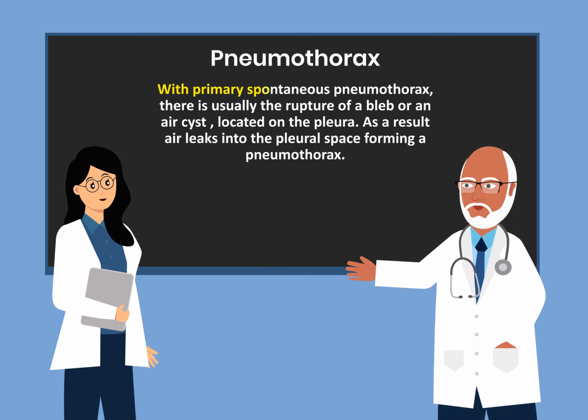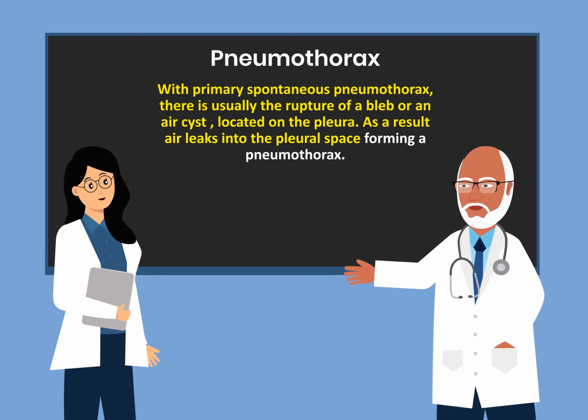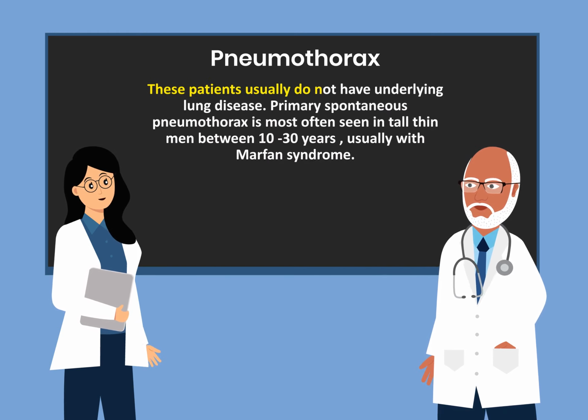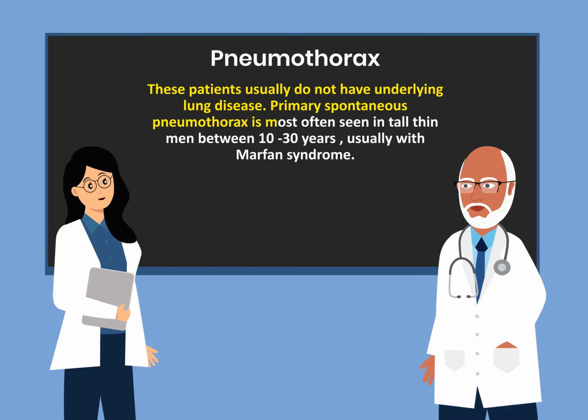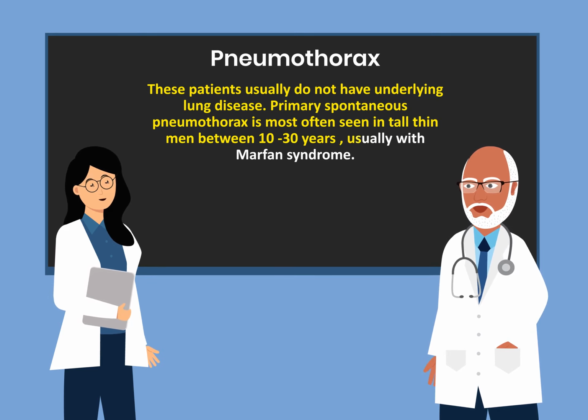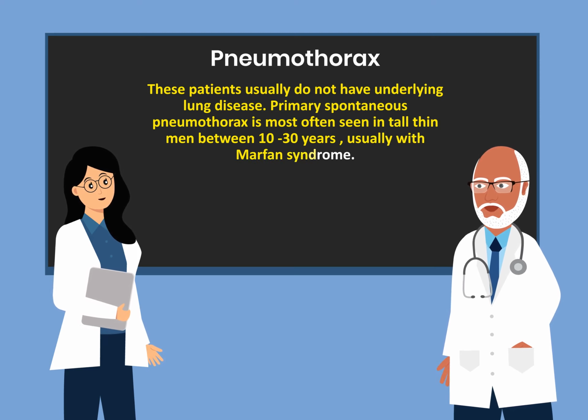With primary spontaneous pneumothorax, there is usually the rupture of a bleb or an air cyst located on the pleura. As a result, air leaks into the pleural space, forming a pneumothorax. These patients usually do not have underlying lung disease. Primary spontaneous pneumothorax is most often seen in tall, thin men between ages 10 to 30 years. Usually, it is associated with Marfan syndrome.